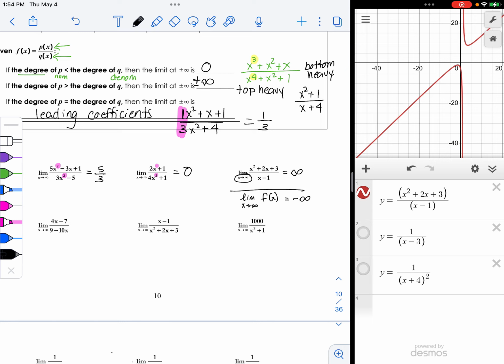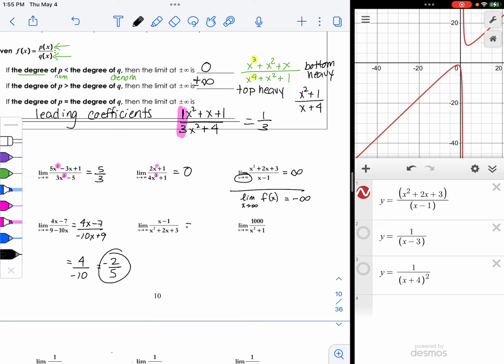On our next question, what sometimes happens is kids don't pay attention to the fact that that denominator is not written in descending order. So my suggestion would be to rewrite it in descending order. And then you guys can see that the degree of my numerator is equal to the degree of my denominator. So my horizontal asymptote will happen at those leading coefficients, and I can reduce. That would be my limit.